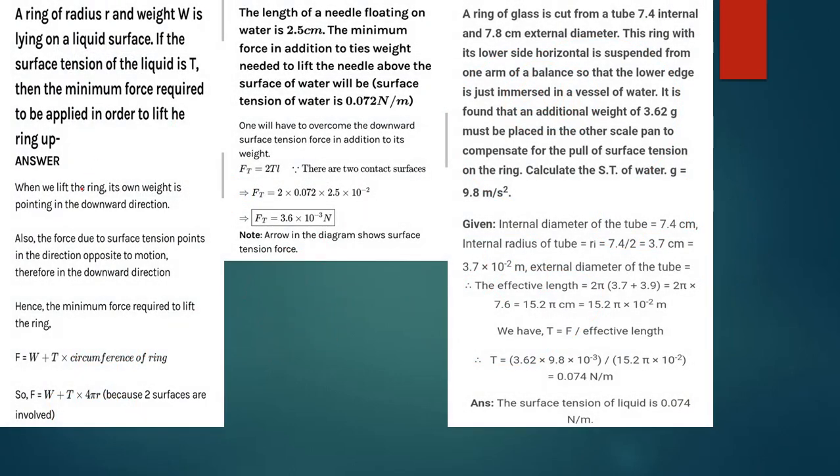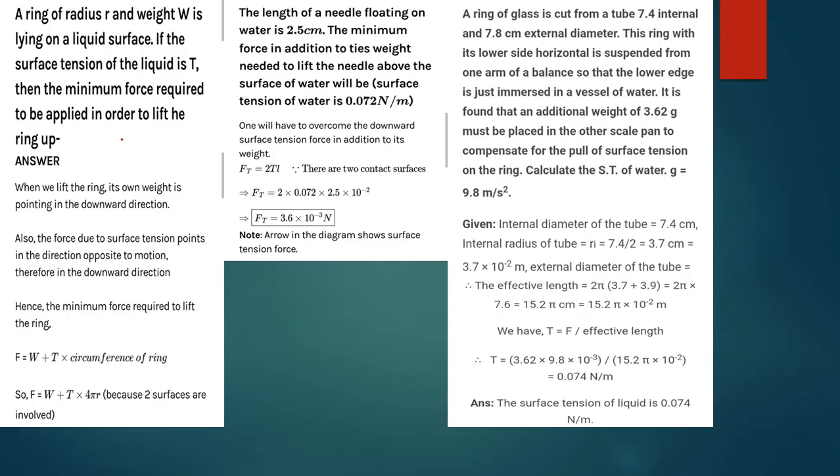So we're having some examples. We're having, for example here, you have a ring of radius r and weight W lying on a liquid surface. If the surface tension of the liquid is T, what is the minimum force required to be applied in order to lift the ring up?